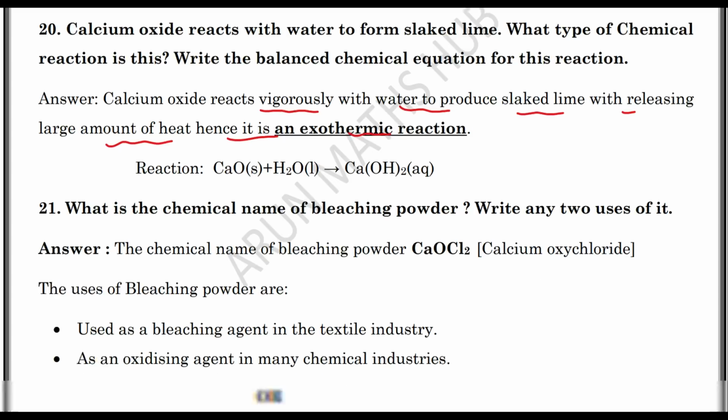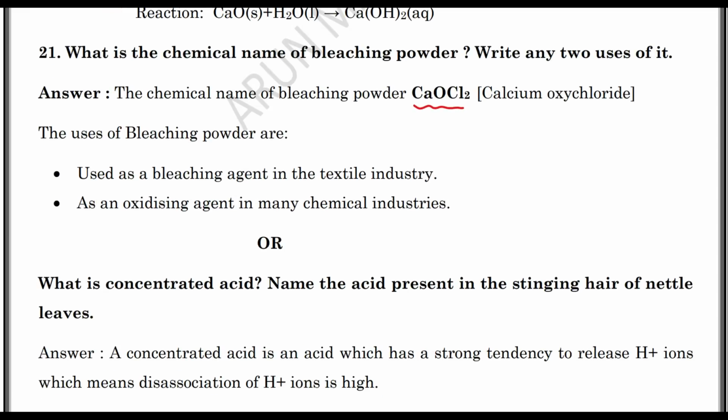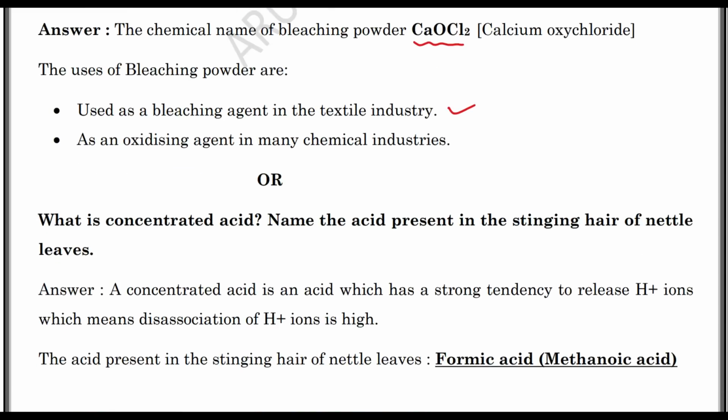That is slaked lime. What is the chemical name of bleaching powder? Write any 2 uses of it. There are many salts in the unit: acids, bases, and salts. Try to read all the uses of it. Definitely it will be asked for 2 marks. The chemical name of bleaching powder is CaOCl2, that is calcium oxychloride. Uses of bleaching powder: it is used as a bleaching agent in the textile industry, and as an oxidizing agent in many chemical industries.